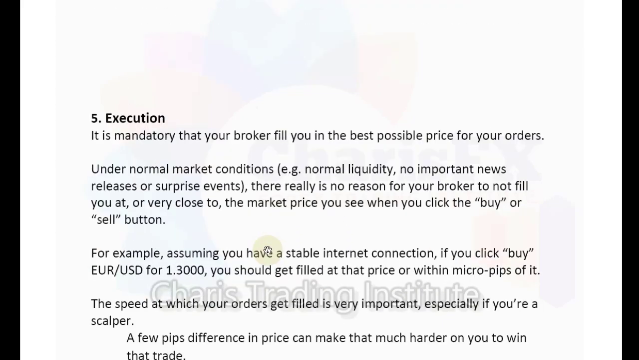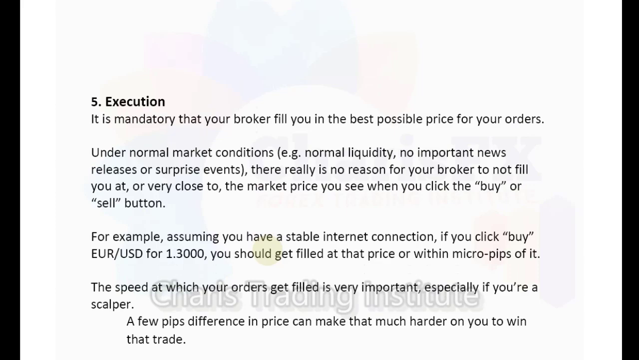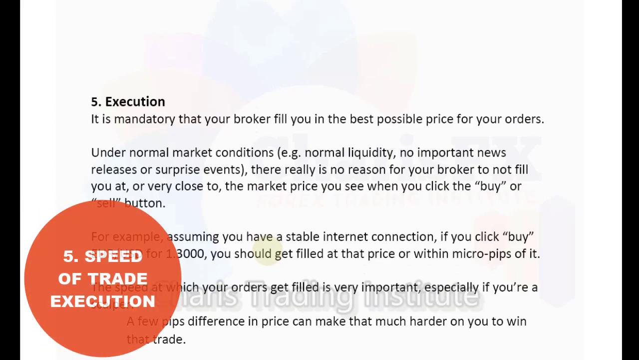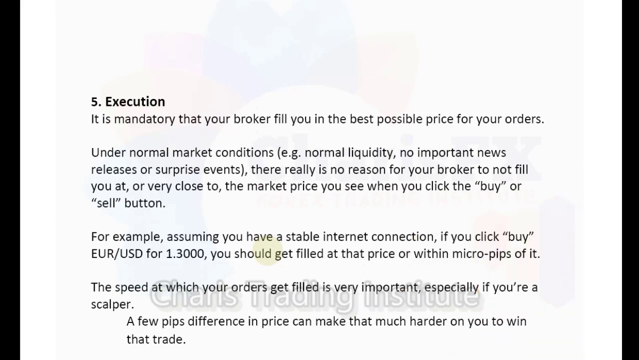Then the next is speed of execution. It's totally bad to have a broker that cannot execute your orders as fast as possible, within seconds. So when you start to notice that there are delays in execution of trades, it's a sign that there's a problem on the back end, and it's not really good for business. We are in a very volatile market, and we need to get in the market as and when we need to be, not when we want to be.